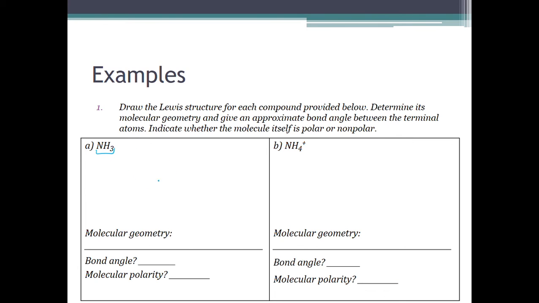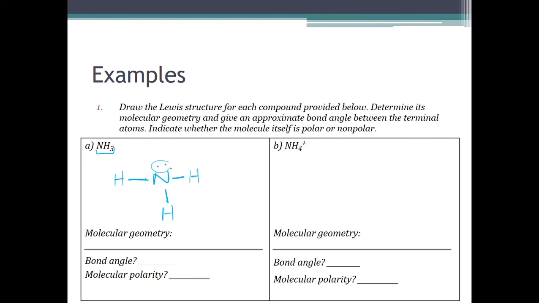Nitrogen is going to be our central atom, and it's got its 5 valence electrons. Then we have our 3 hydrogens, each with their 1 valence electron. And then we'll connect the dots. So we have 3 bonding domains and 1 lone pair. So we can sort of work backwards on the shape. This has a tetrahedral electron geometry.